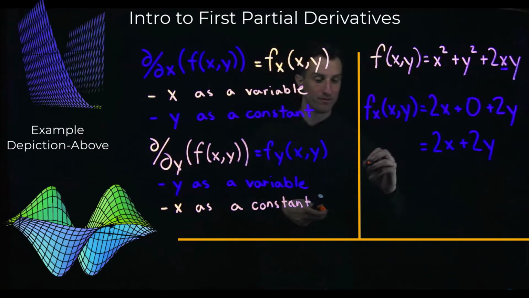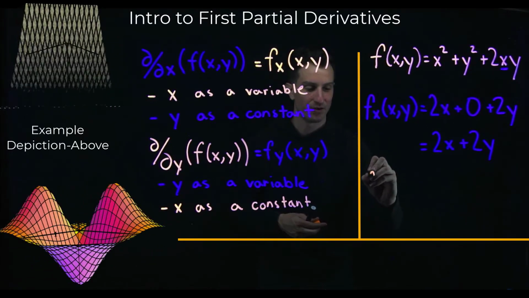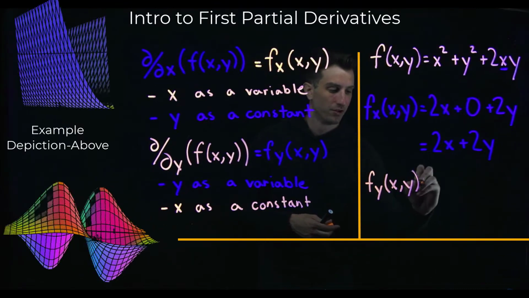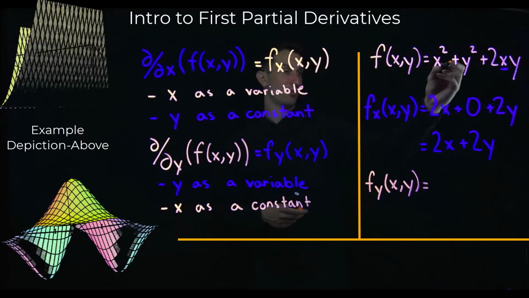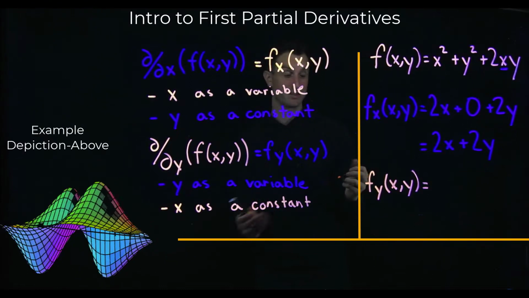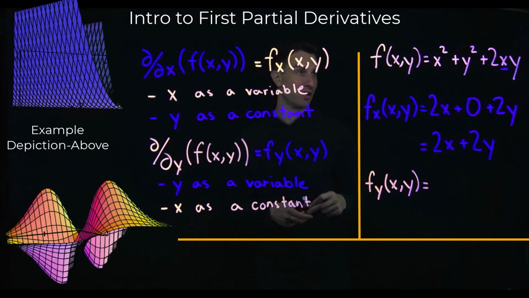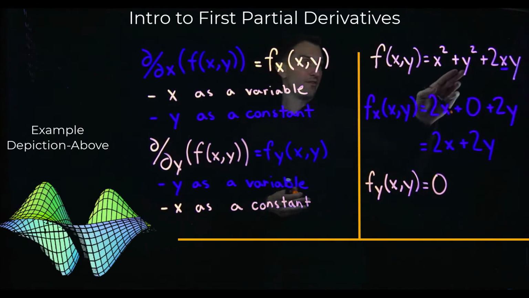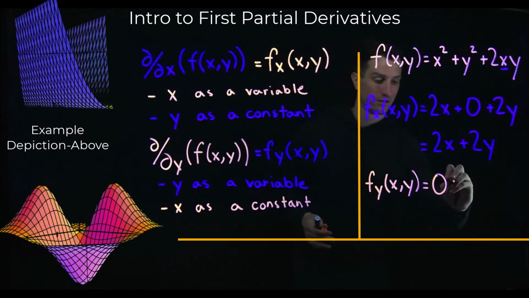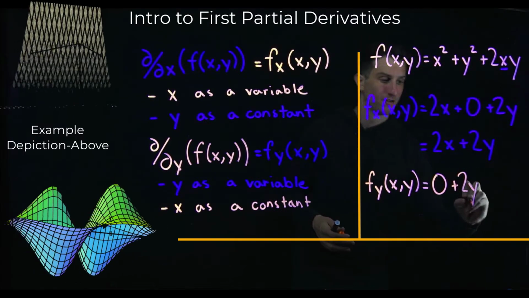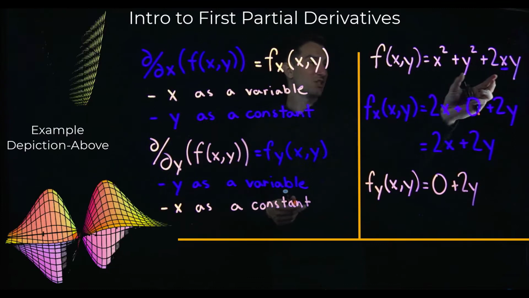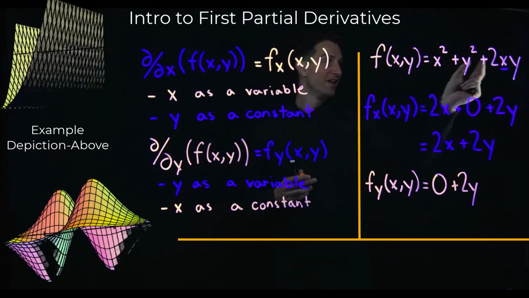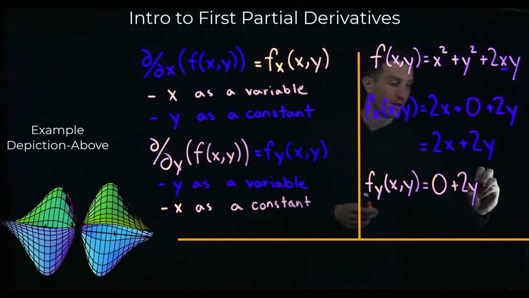Let's do the other one, f sub y. Maybe pause the video if you're comfortable enough and do it yourself. In this case, I roll up to my x squared and treat x as a constant because I'm taking the derivative with respect to y, so the derivative of a constant is 0. The derivative of y squared with respect to y is 2y. And the derivative of 2xy with respect to y: we're treating y as the variable, the derivative of y with respect to y is 1, and 2x is a constant hanging out in the front.